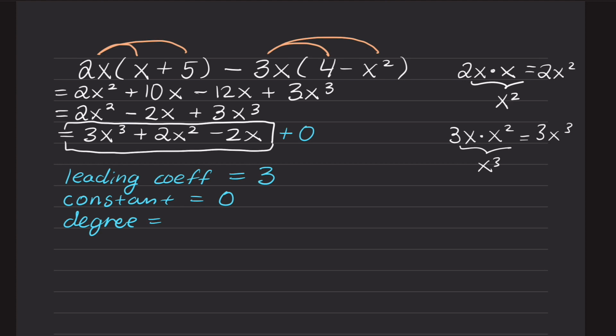And then our degree is just going to be the exponent of our leading term, right? Or the highest exponent that we see on the x's, and the highest one that we see is 3.